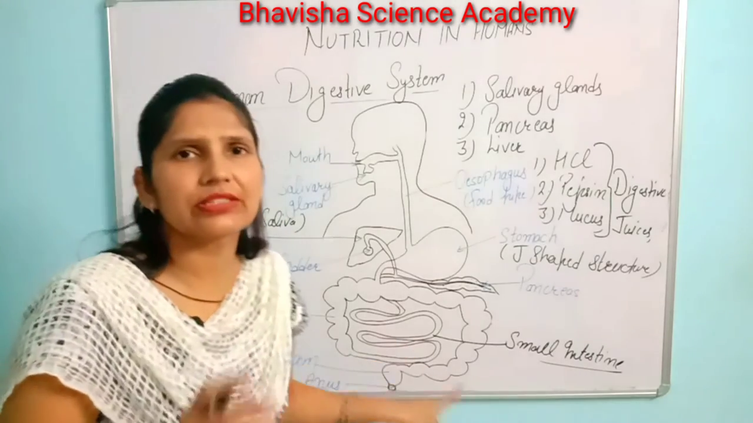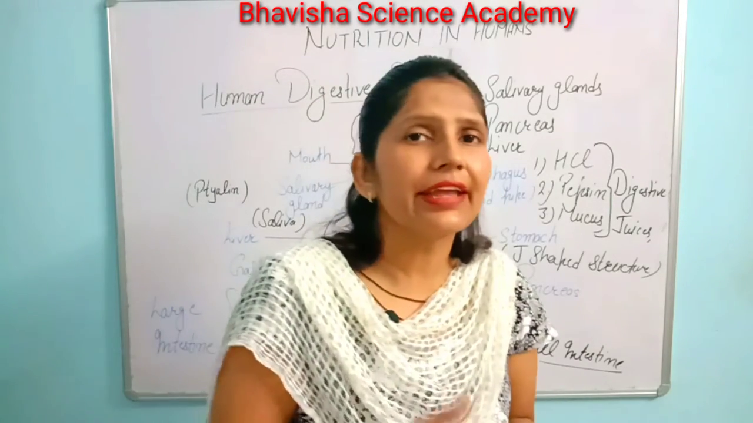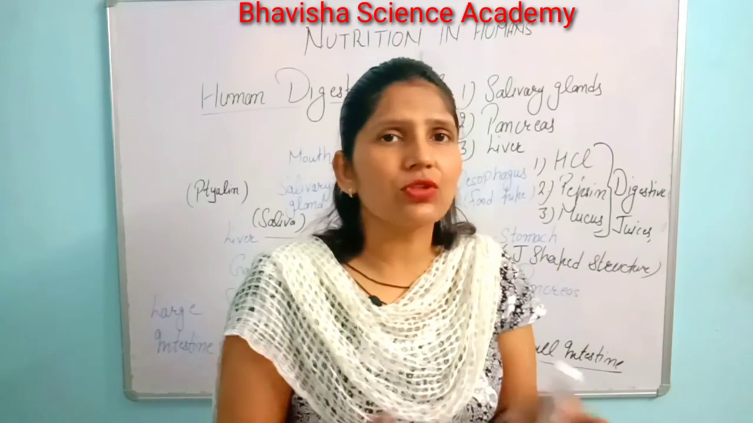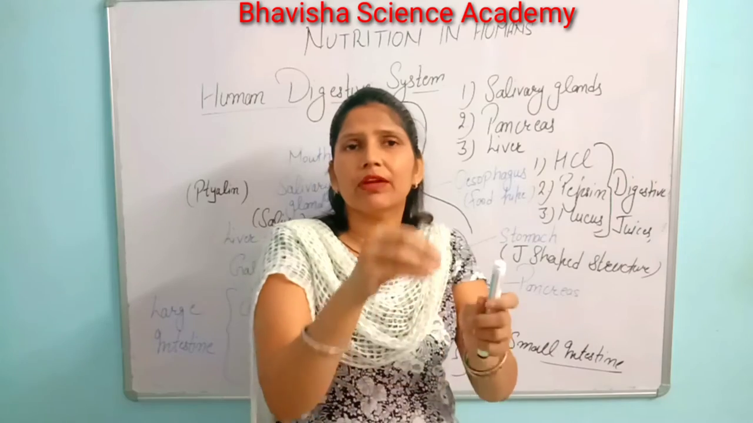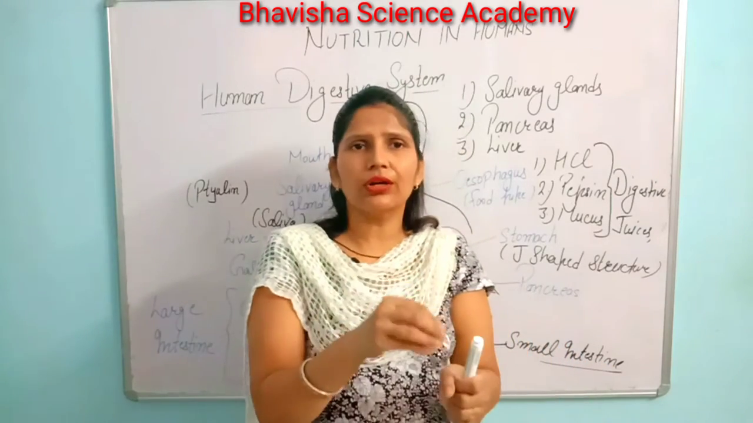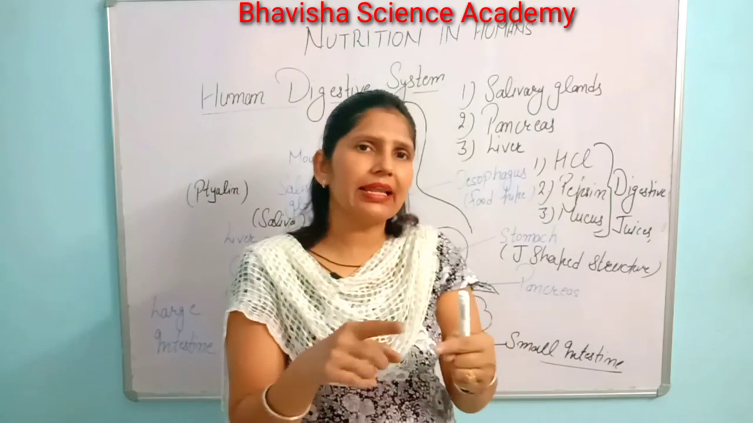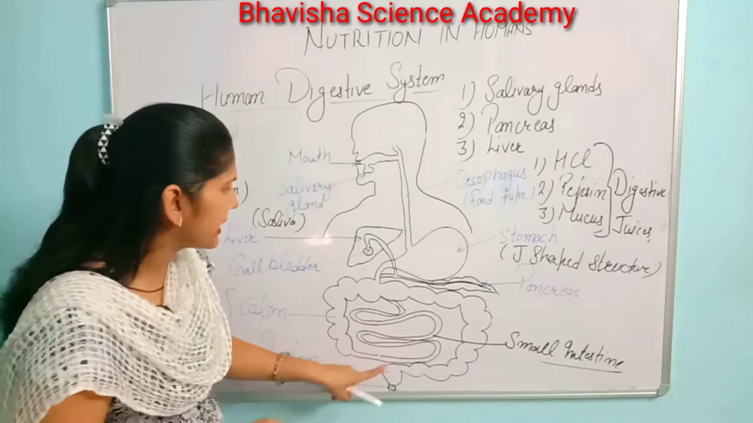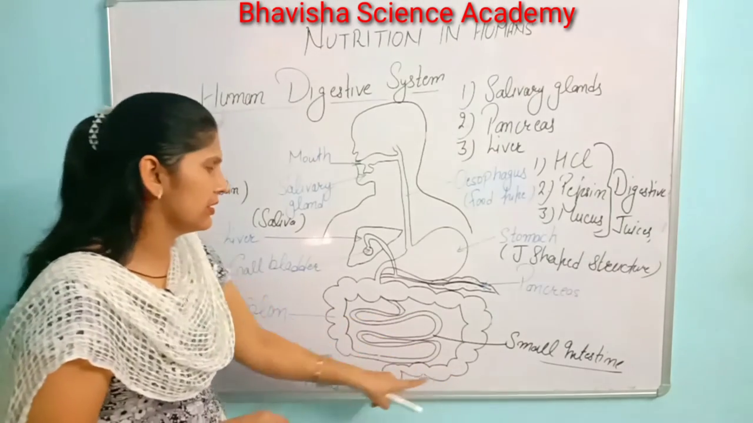That coil-like structure is known as the small intestine. Its name is only small intestine, but in reality it is not small. It is a long tube-like structure that is present in a helical, entwisted form. It will be connected to the large intestine.